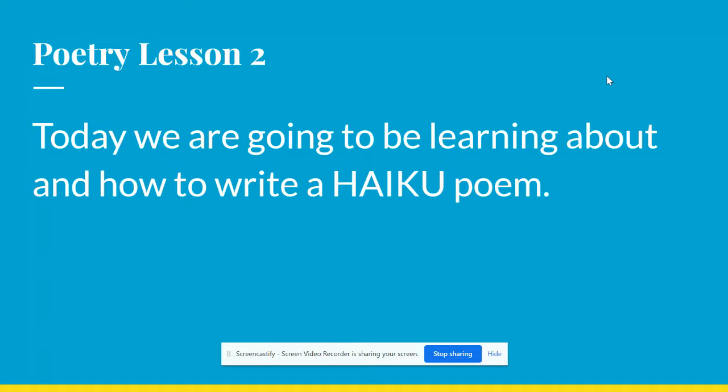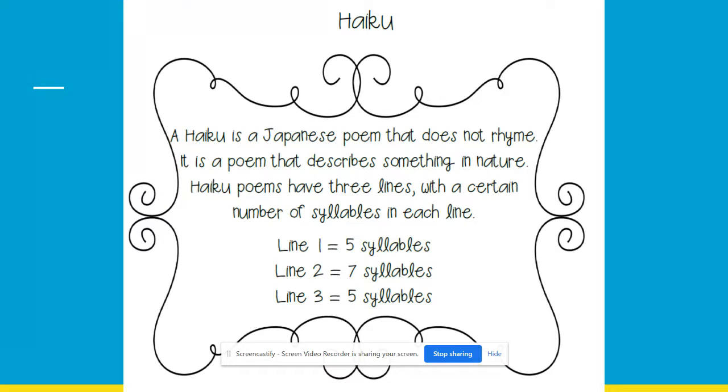So this is poetry lesson 2, and today we're going to be learning how to write a haiku poem. A haiku is a Japanese poem that does not rhyme. It is a poem that describes something in nature. Haiku poems have 3 lines with a certain number of syllables in each line. Line 1 has 5 syllables, line 2 has 7 syllables, and line 3 has 5 syllables.